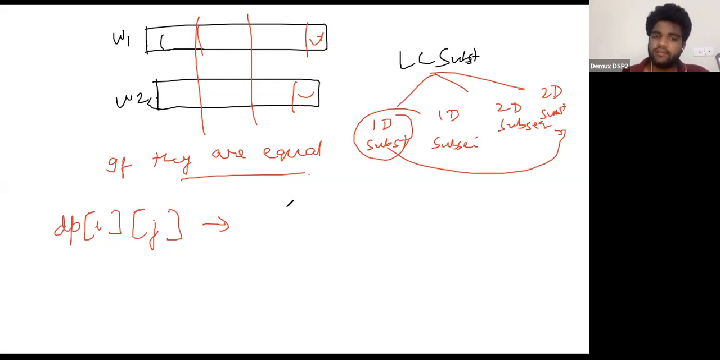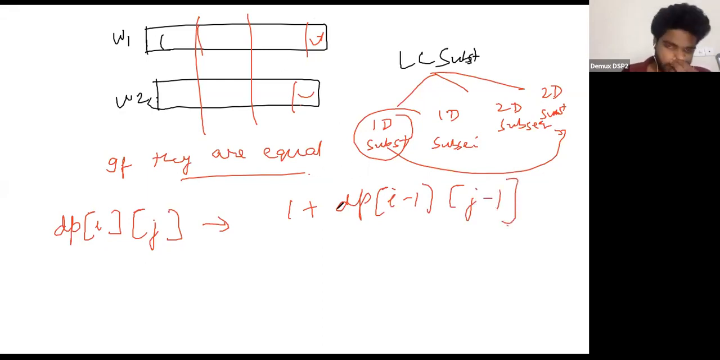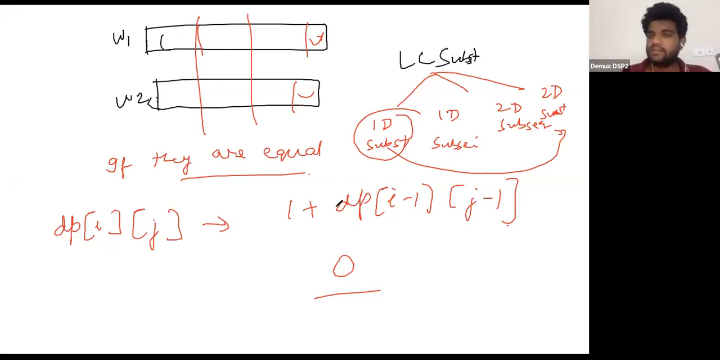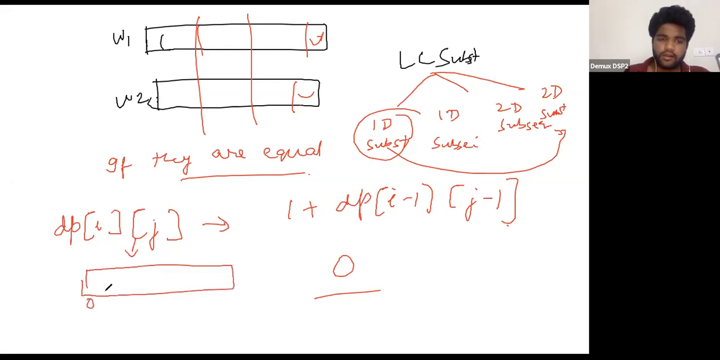Right, so if they are equal, then it will be 1 plus dp[i-1][j-1]. If they are not equal, then it will be 0. बस इतना ही है. And keep taking the running maximum. So dp[i][j] represents the length of longest common substring for 0 to i of W1 and 0 to j of W2 ending at i and j.